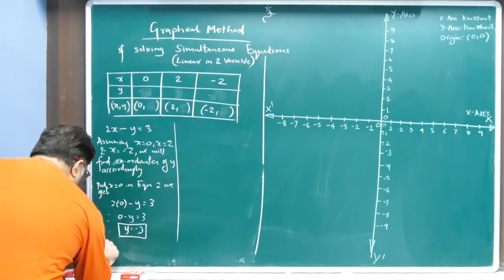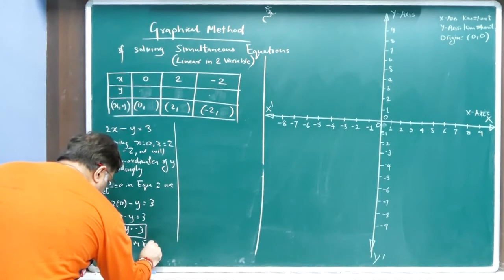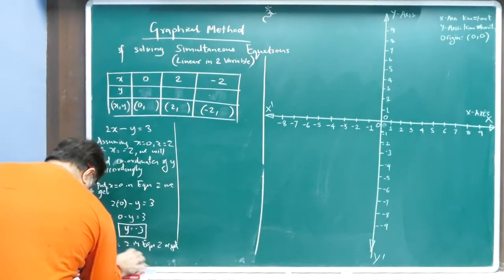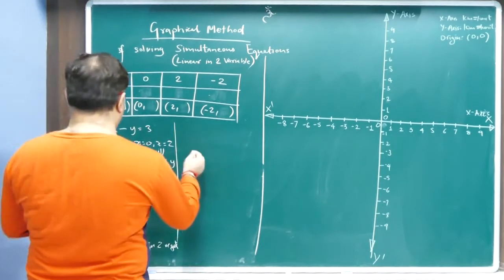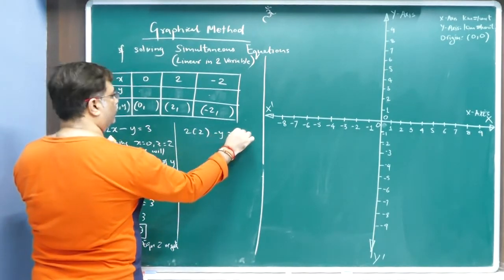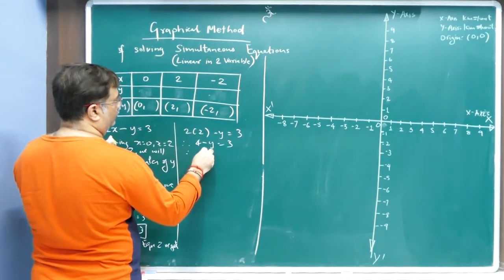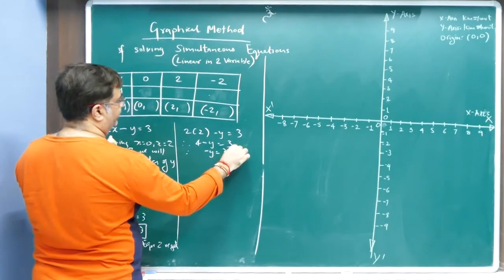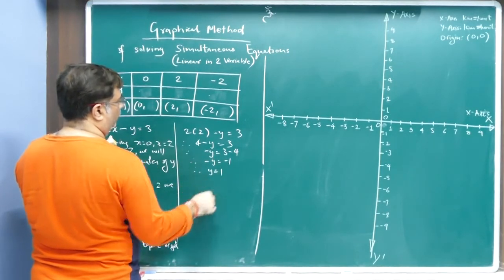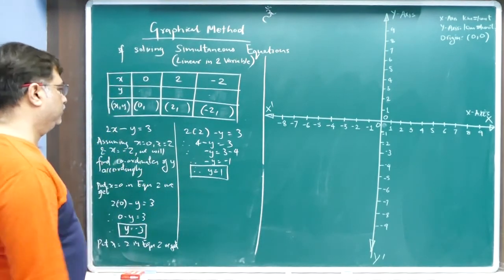Now put x equal to 2 in equation 2. What do we get? Let us substitute: 2 into 2 minus y is equal to 3. Therefore minus y is equal to 3 minus 4. So minus y is minus 1. So y is equal to 1. So we got the second value as well.